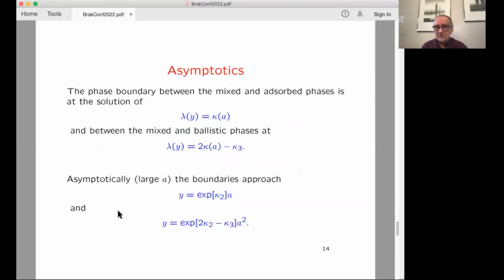We can do the asymptotics of this. That is, we can put in the asymptotic forms for lambda of y and kappa of A. And we find that asymptotically, the boundaries approach those 2 curves, those 2 quantities which I've given at the bottom, y equals e to the kappa 2 times A, and y equals e to the 2 kappa 2 minus kappa 3 times A squared. So we know what the asymptotic behavior of the phase boundaries is in terms of these quantities kappa 2 and kappa 3.